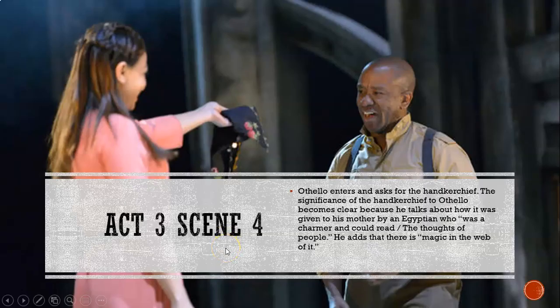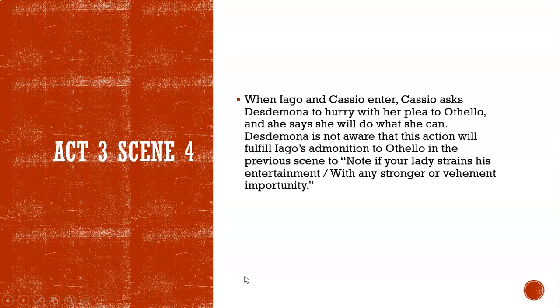In scene 4, Othello enters and he asks for the handkerchief. And the significance of the handkerchief to Othello is going to become much more clear because he talks about how it was given to his mother by an Egyptian who was a charmer and could read. And so he feels that there's magic in the web of the handkerchief. So when Iago and Cassio enter, Cassio asks Desdemona to hurry up with her plea to Othello, and she says that she will do what she can.